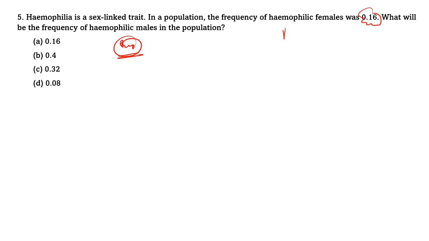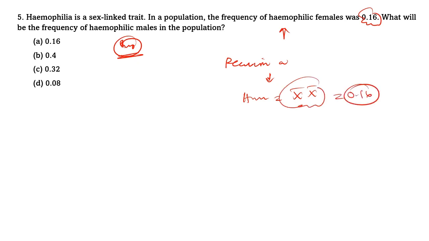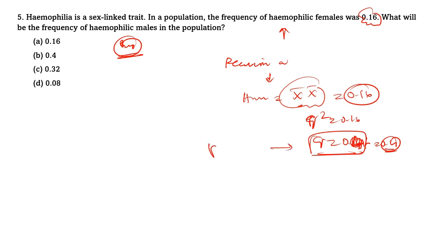If they are talking about hemophilic females, since we know the disease is recessive, the individual should have both recessive alleles, in the homozygous condition. So that would be X bar into X bar, we can denote it. The frequency is 0.16. Let us take it as q square. So q square is 0.16. What will be the value of q? It would be 0.4. So the q value is 0.4, which is the frequency of the X bar allele.